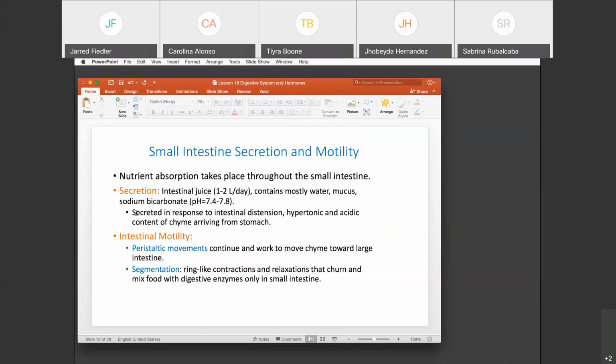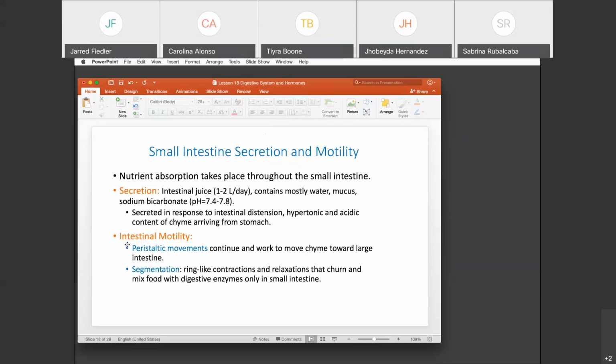We're going to be secreting in response to intestinal distension and the hypertonic and acidic content of chyme arriving from the stomach. All intestinal juice is going to be secreted due to the acidic environment and the hypertonic environment caused by the chyme from the stomach. Okay.